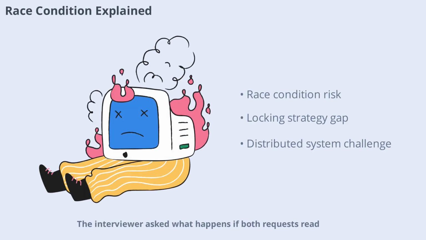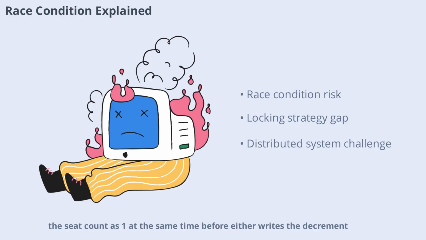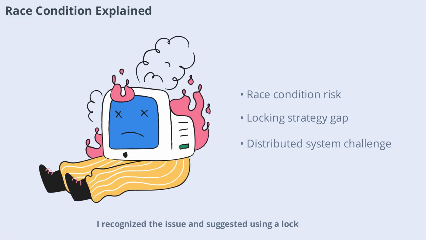Interviewer asked what happens if both requests read the seat count as 1 at the same time, before either writes the decrement. This is a classic race condition. I recognized the issue and suggested using a lock, but was vague about the type and location. The interviewer pointed out that an in-process mutex wouldn't help in a distributed system with multiple application servers.